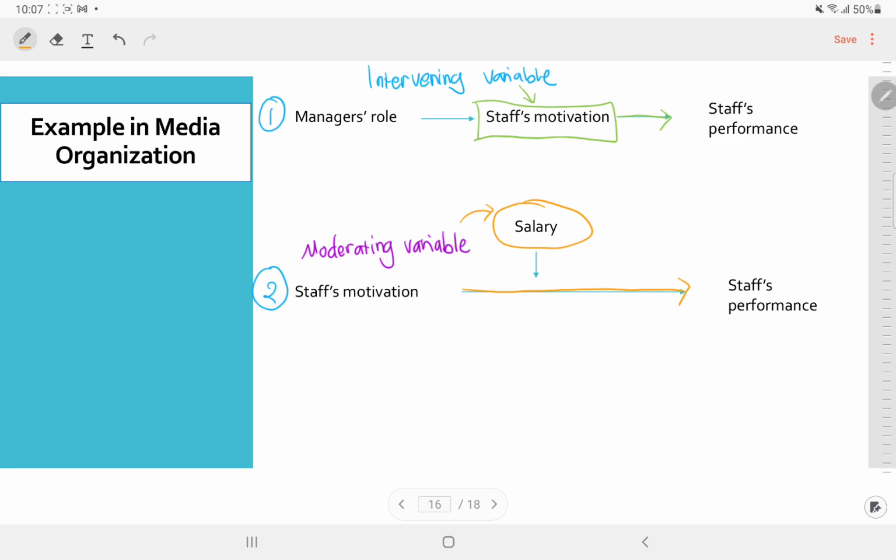impact on the performance. Just say that without any salary, we just close the salary. Without any salary, the staff's motivations will give significant impacts to the staff performance. But by adding the factor of the salary, by adding this moderating variable, it will strengthen the impact of motivations on the staff performance. Okay? So it's quite different between the intervening variables and the moderating variables.